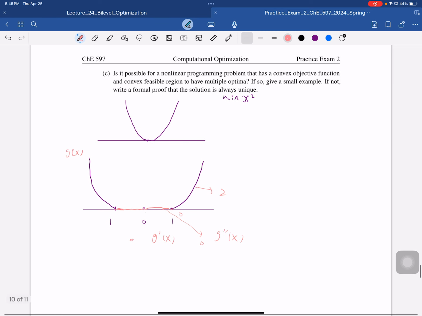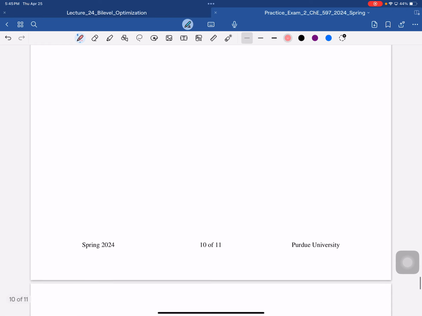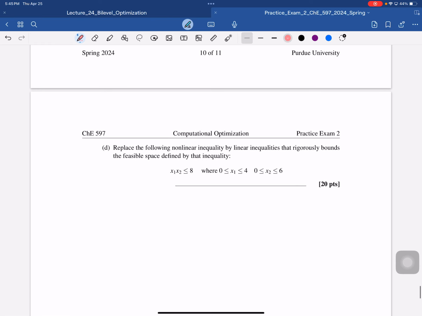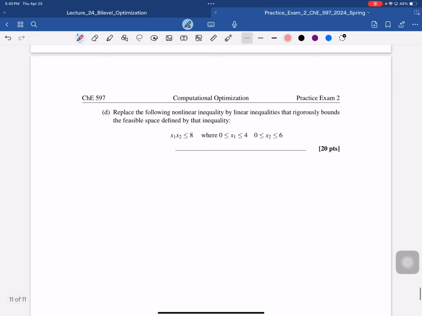Any questions here? No. And D is very easy. You just replace this function by a McCormick envelope, right? This is nothing but introducing a new variable W less than or equal to 8, and you write out the McCormick envelope for, I'm not going to write it out in detail, right? For the McCormick envelope, there are 4 inequality constraints.